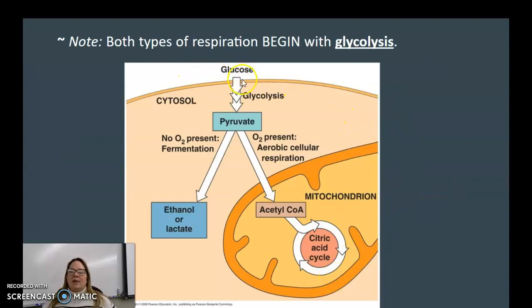Both aerobic respiration and anaerobic respiration start with glycolysis in the cytosol or cytoplasm of the cell, where the 6-carbon glucose molecule is broken down into 2 pyruvate or pyruvic acid molecules. If oxygen is present, it goes to the mitochondria, through the citric acid cycle or Krebs cycle, and then the electron transport chain, making a whole bunch of ATP. If it's not present, fermentation occurs and the byproducts are different: ethanol and carbon dioxide, or lactate or lactic acid. ATP is made, but much, much less.